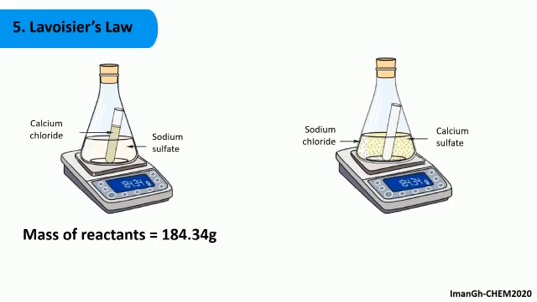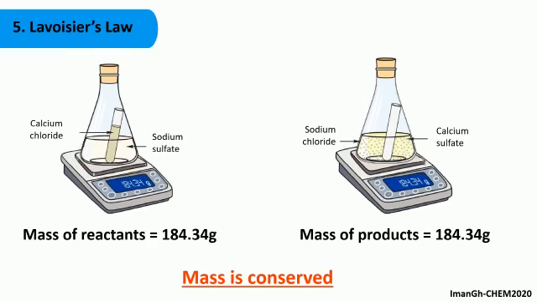The flask is again placed on a balance. The mass of the products remains 184.34 grams. Therefore, Lavoisier stated that the mass or the amount of matter is conserved in a chemical reaction, which means that it doesn't change.